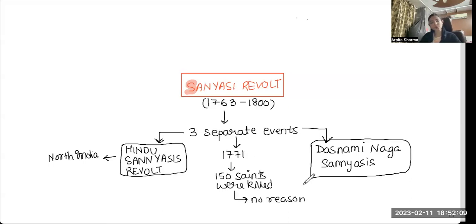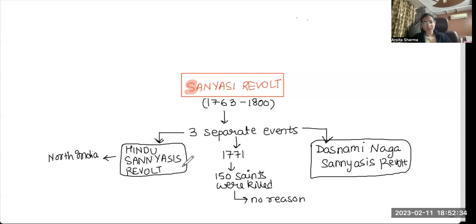The Britishers took no accountability. They were not answerable, and they did not give any reason. So that is why the Sanyasis agitated. Ki, bhaiya, what is this? You are murdering people and you are not even giving a reason why you are doing it. Okay, so that was the 1771 revolt. What happened during the Hindu Sanyasi Revolt and Dasanami Naga Sanyasi Revolt? This is the revolt.